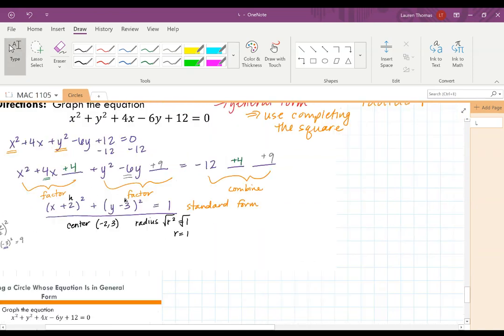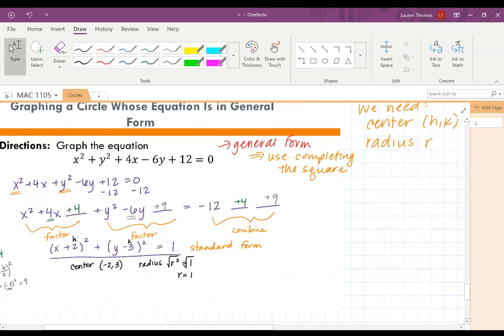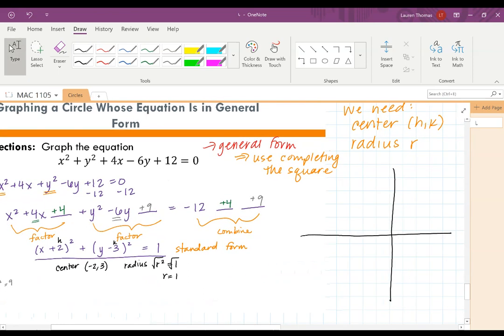So I can go ahead and graph that. I have all of the information that I need now in order to do that. So if I come over here and I draw my coordinate system, that's kind of crooked. Let's do that again. All right, so my center is at -2, 3. So that -2 tells me to go to the left 2 and go up 3. There's my center. And my radius is 1. So that means I'm going to go 1 out in every direction from the center. So 1 to the right, 1 up, 1 to the left, and 1 down. And then I'll connect them.